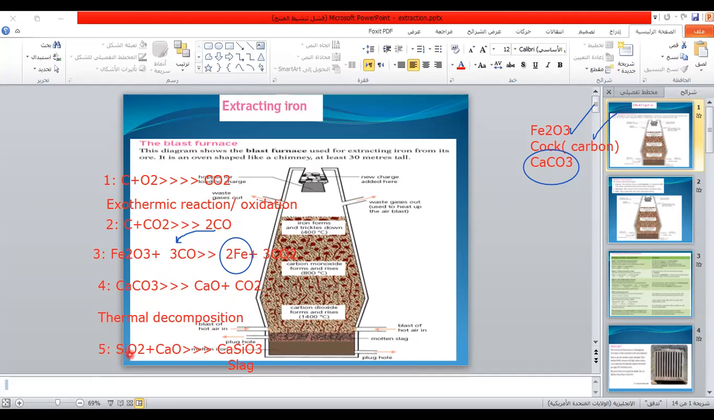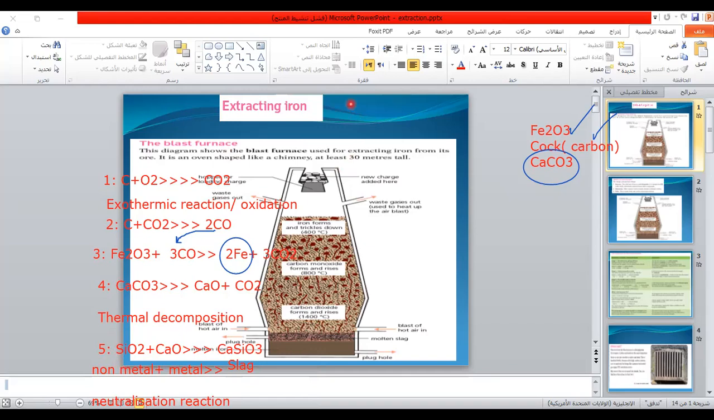Here, in equation number 5, there is a reaction between SiO2, which is a non-metal oxide, and CaO, which is a metal oxide, so this is a neutralization reaction. Why can we say this is a neutralization reaction? Non-metal oxides are acidic, metal oxides are basic. A reaction between acid and base is called a neutralization reaction.